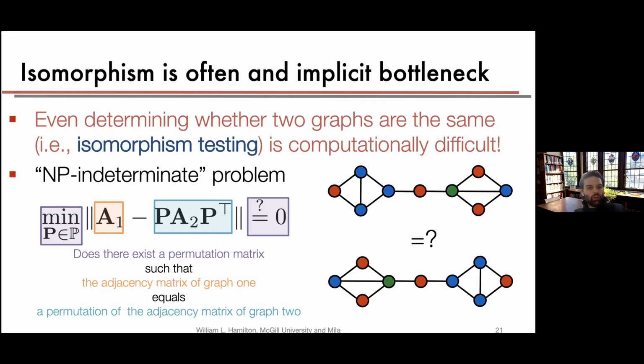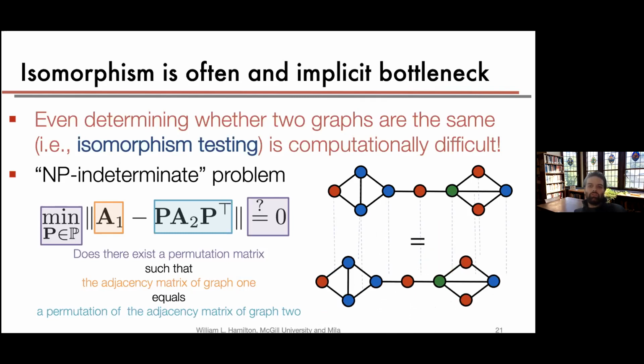If you look at this optimization problem, it does look a little tricky because we're trying to find a minimization over the set of all permutation matrices. And that can sometimes be a tricky thing to do. Visually, what we're trying to do is, given two graphs, figure out if there is a bijection between the nodes in these graphs. This problem is what's called NP indeterminate. It is not known to be NP hard, but it is believed to be computationally difficult and known to be as computationally hard as trying to factorize integers. So graphs are tricky because they have these symmetries, and these symmetries mean that even knowing whether or not two graphs are the same is a problem that is probably not polynomial time solvable.